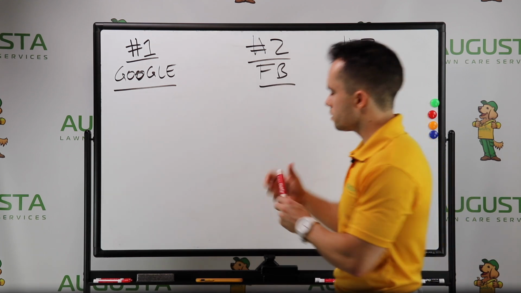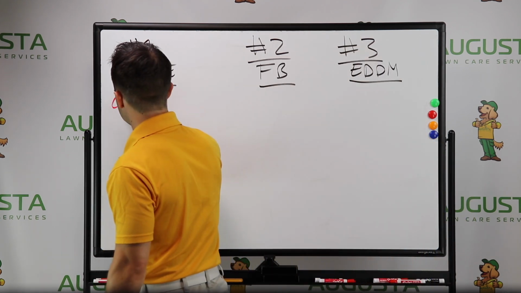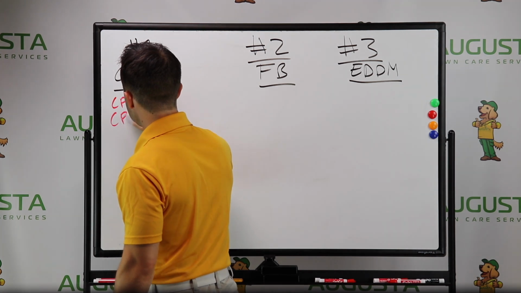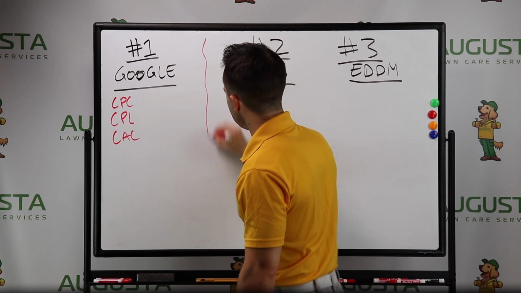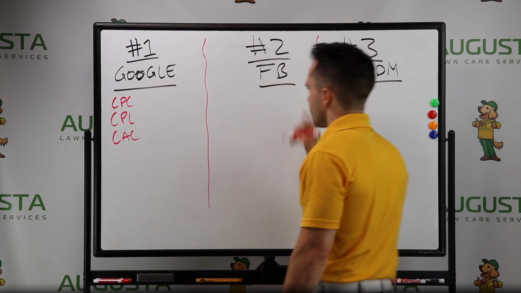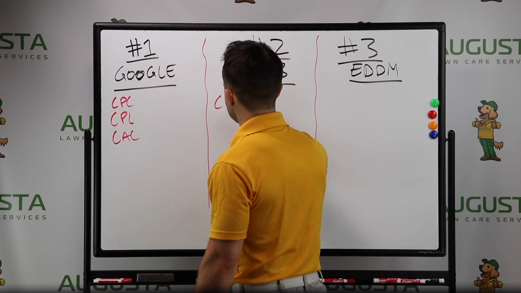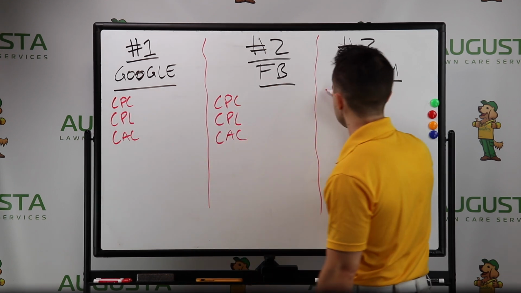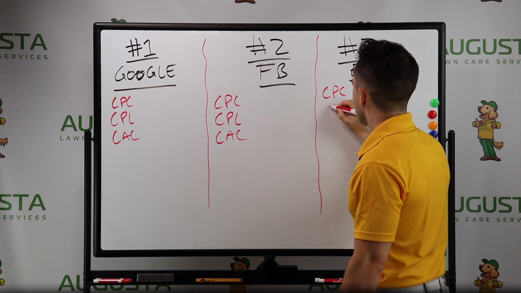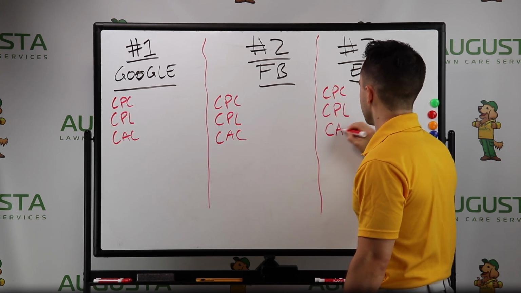So the first thing is, remember, the only thing that really matters is our cost per click, our cost per lead, and our customer acquisition cost, all right? So I'm going to put that first and foremost, and you can literally do this over the course of time and figure out all of these things. So cost per click, cost per lead, and customer acquisition cost. Again, same thing over here. Cost per click, cost per lead, customer acquisition cost, all right?